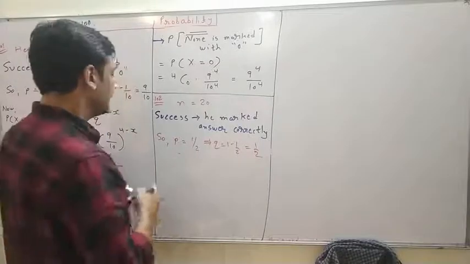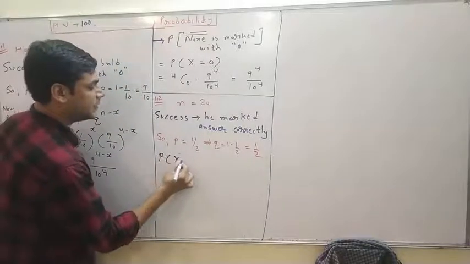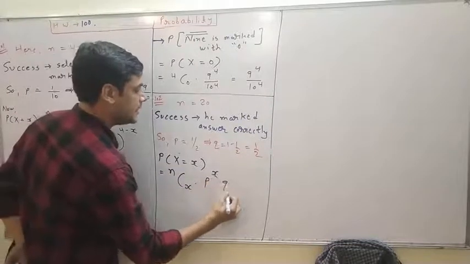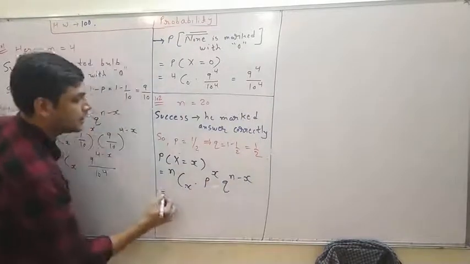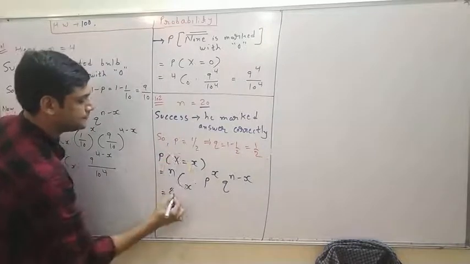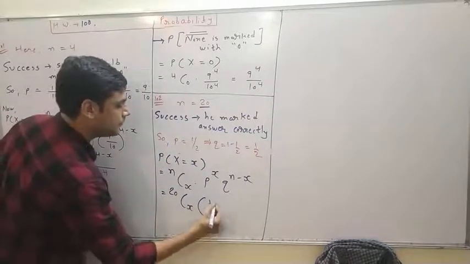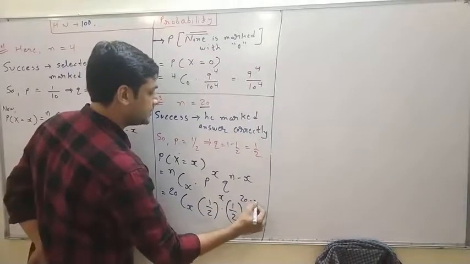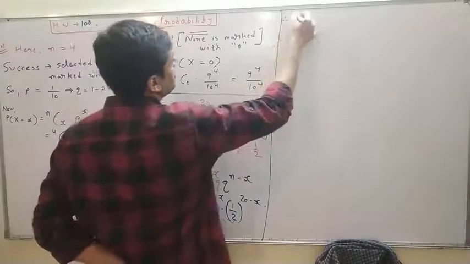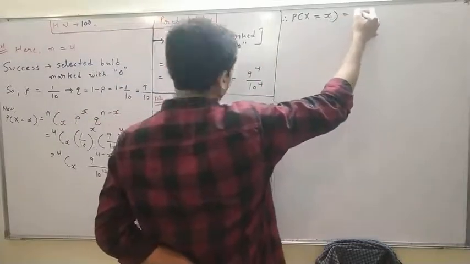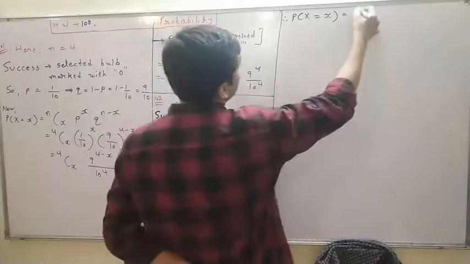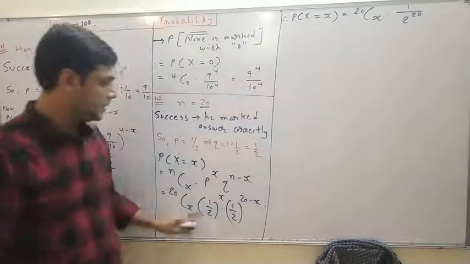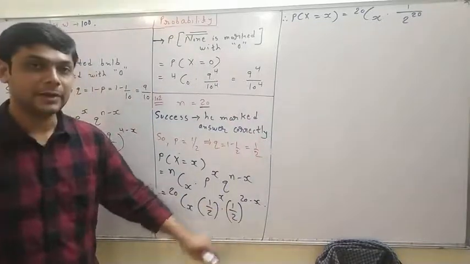At least 12. First we make the formula for P of x is equal to x. P of x is equal to x, that is nCx p raised to x q raised to n minus x. So my n is 20, p is 1 half, q is 1 half raised to 20 minus x. So P of x is equal to x is 20Cx into 1 upon 2 raised to x plus 20 minus x, which is 1 upon 2 raised to 20.